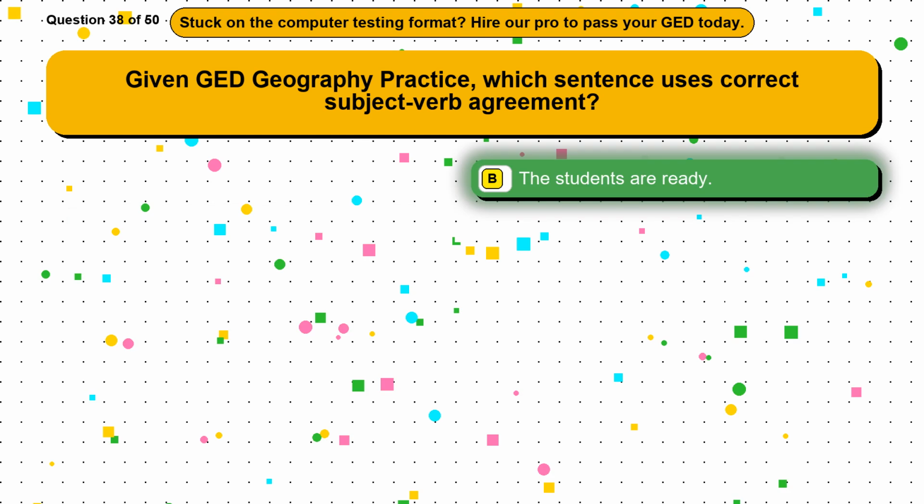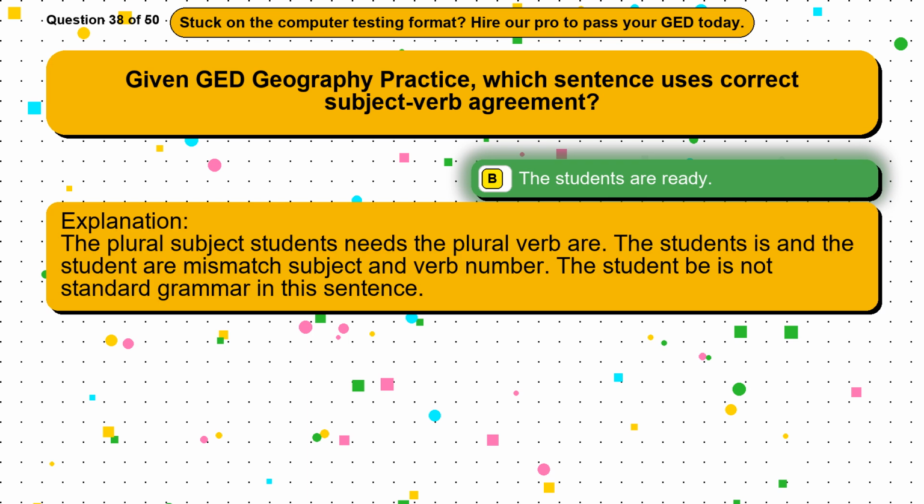The correct answer is option B. The students are ready. The plural subject students needs the plural verb are. The students is and the student are mismatch subject and verb number. The student be is not standard grammar in this sentence.